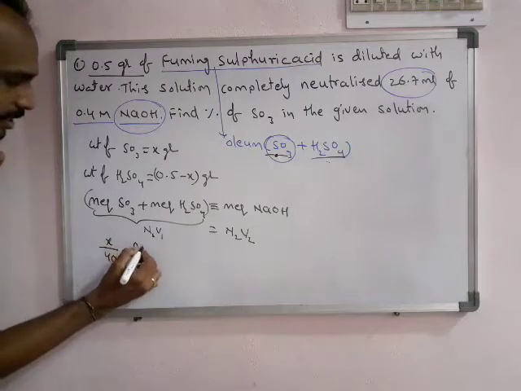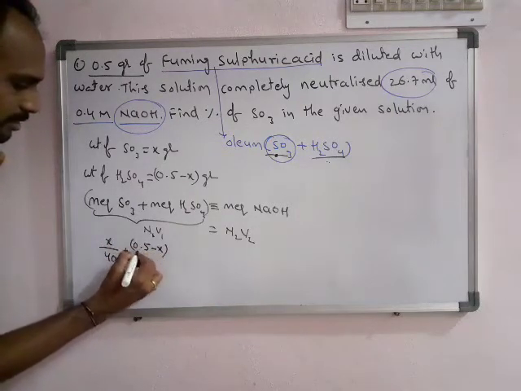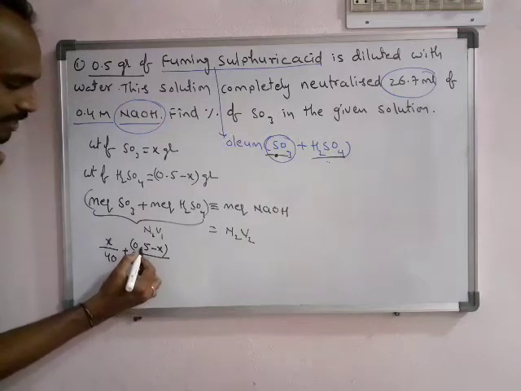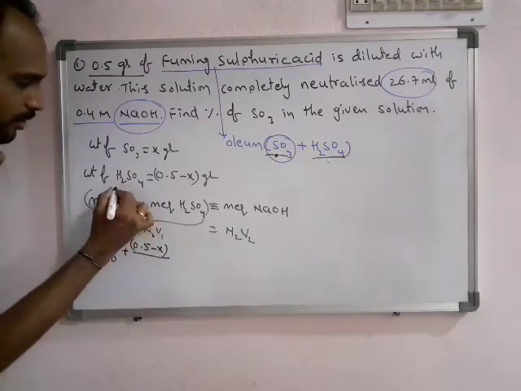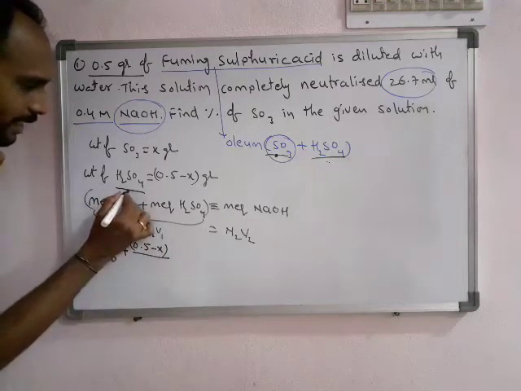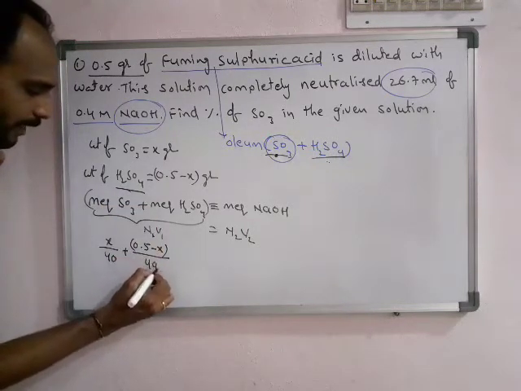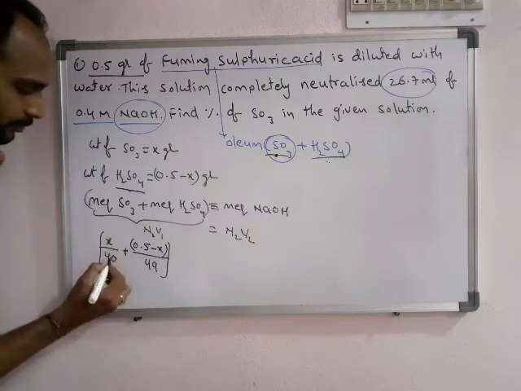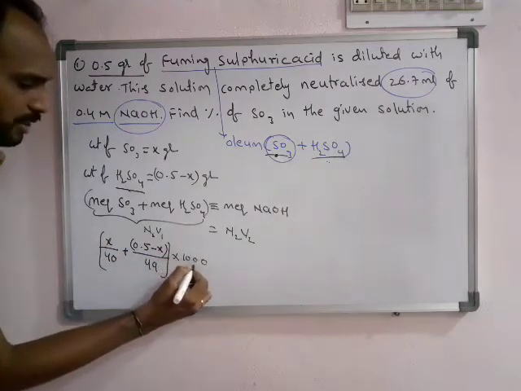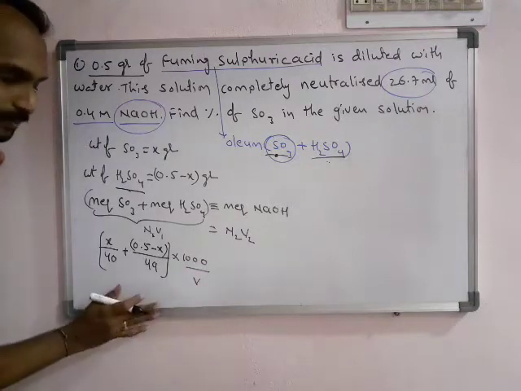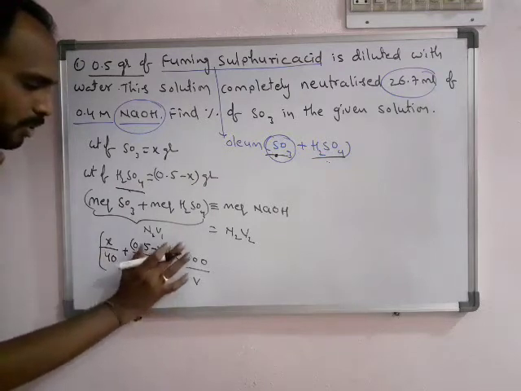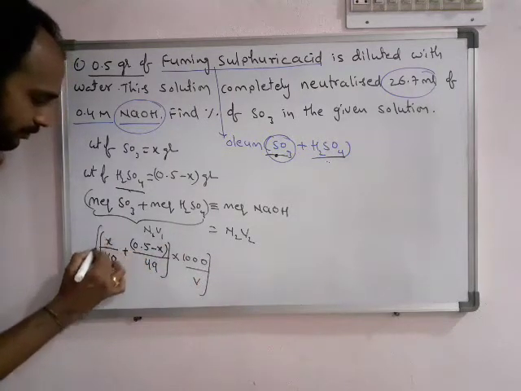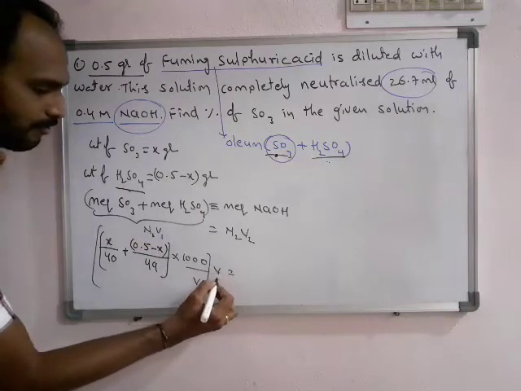What is weight of H2SO4? 0.5 minus x by equivalent weight. What is equivalent weight? Equivalent weight means molecular weight by its basicity. What is the molecular weight of H2SO4? 98. 98 by 2 means here we get 49. Into 1000 by V milliliters. Weight by equivalent weight into 1000 by V. This is for normality.